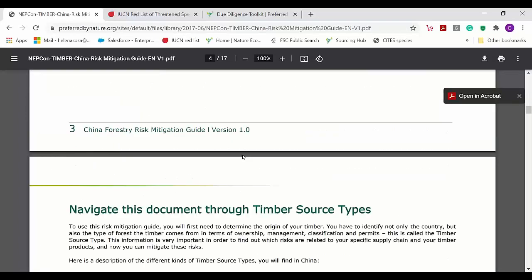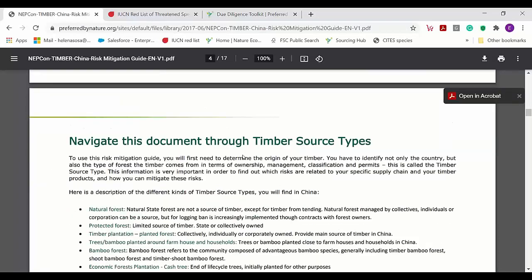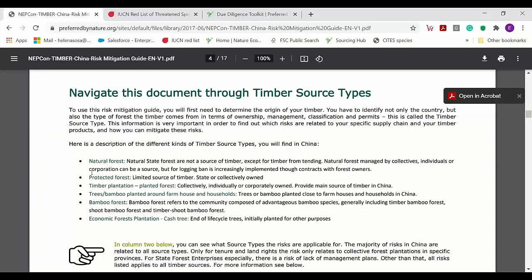Here you have what I just mentioned: information on what kind of information you should obtain from your supply chain to be able to minimize the risk or to really pinpoint the risk to your situation. So is it a natural forest, a protected forest, a plantation, etc.